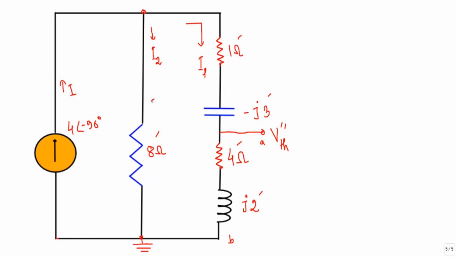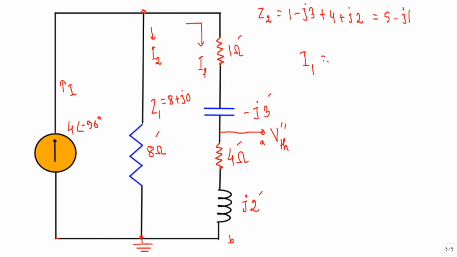Let's say I denote this branch impedance with Z1. What will be Z1? Z1 will be 8 plus J0. Now see, what will be Z2? Here Z2 will be equal to 1 minus J3 plus 4 plus J2, equal to 5 minus J1.